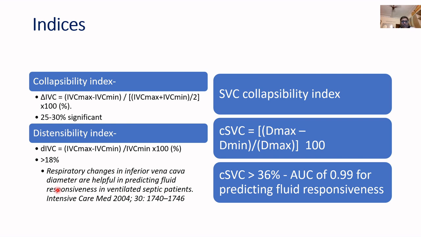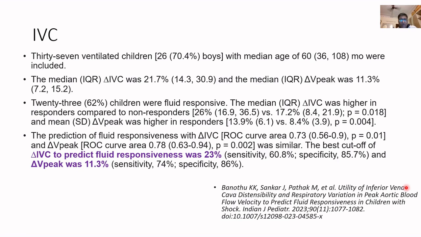For SVC collapsibility, the problem is that you have to do transesophageal Doppler. SVC is the opposite, so in a mechanically ventilated child, the SVC is going to collapse. An SVC collapsibility index of more than 36% has an AUC of 0.99 for predicting fluid responsiveness, mostly in adult studies. Recently, one study by AIIMS, Dr. Jhuma Sankar, looked at 37 mechanically ventilated children.